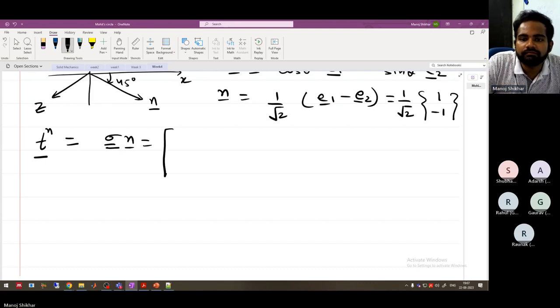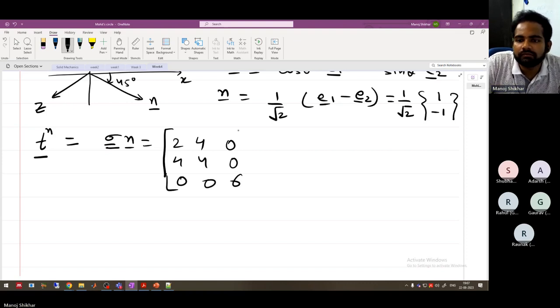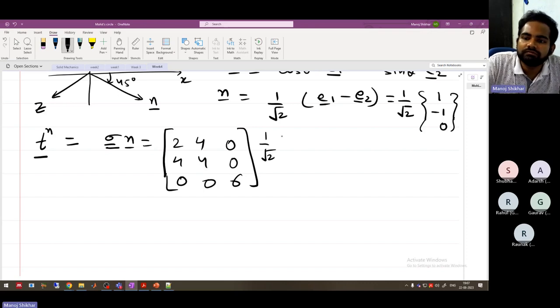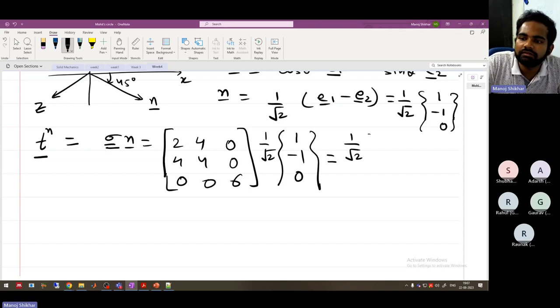Sigma times 1 by root 2 into (1, minus 1, 0). Here it should be a 10 also because we are dealing with a 3D problem, right? So this is 1 by root 2 times (2 minus 4, 4 minus 4, 0).